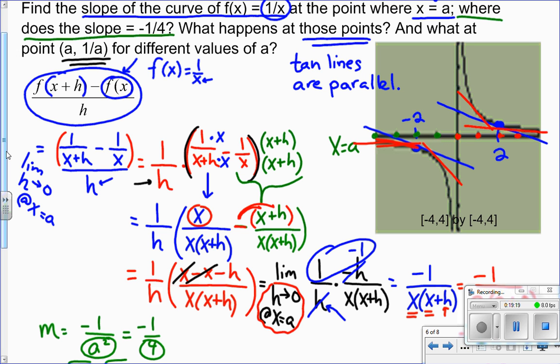Well, it looks like the lines stay parallel for the negative and positive versions of a, meaning this line here at negative 1 is parallel to this line here at positive 1. But as I go further and further to positive infinity, my tangent line starts to become more horizontal. Same thing as I go this way, it becomes more horizontal.